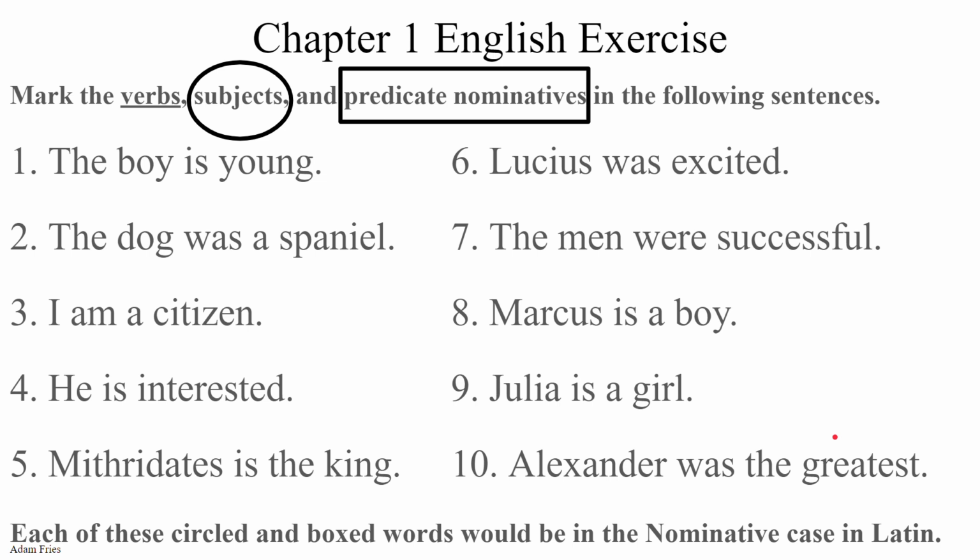And in Latin, it would be in the nominative case. Alexander would be in the nominative case, as would be girl and Julia and Marcus and boy and so on. Every circled and boxed word in these sentences, in Latin, those would be in the nominative case. So make sure that you understand that the nominative case shows the subject and the predicate nominative.